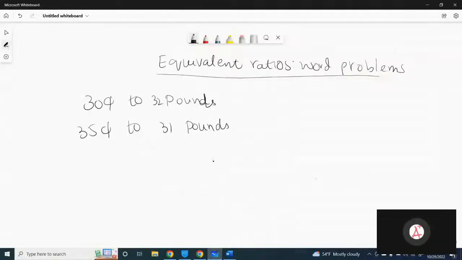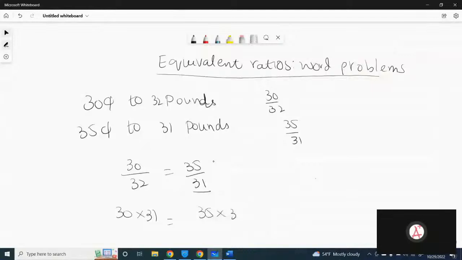Let's write it down in fractional form. So 30 by 32, and 35 over 31. Just cross multiply them. 30 over 32 equals 35 over 31. Let's do cross multiplication. Multiply this denominator and this numerator, so it would be 30 times 31. Then multiply this denominator with this numerator, so it would be 35 times 32. Got it?